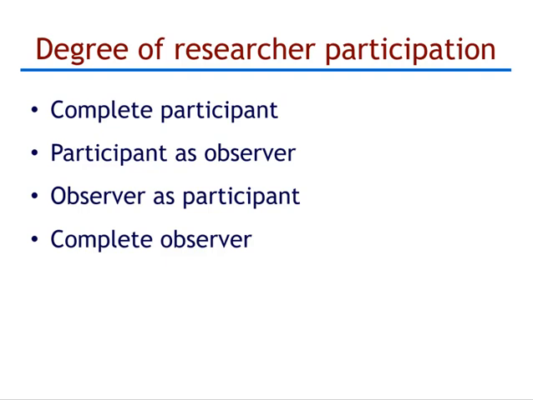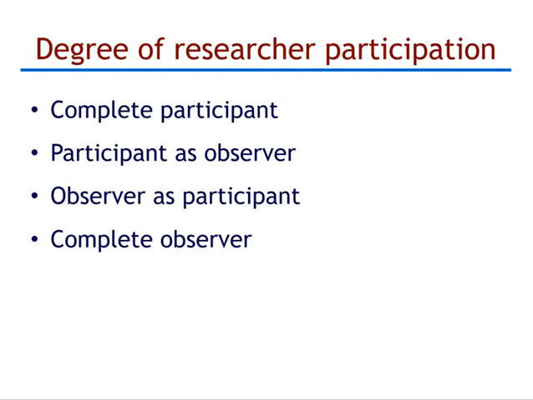Participant as observer is essentially participation while observing. So in this scenario, the researcher's status is made clear, but the aim is to become close with participants and to observe by participating in group activities. So an example would be working as a volunteer alongside staff in a food pantry, but making it known that you're there for purposes of research.